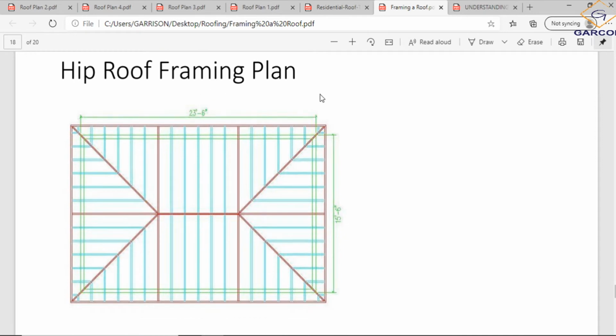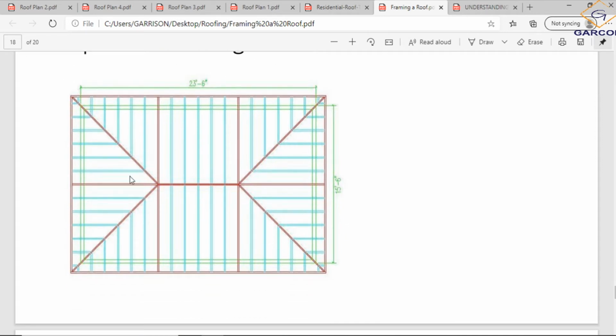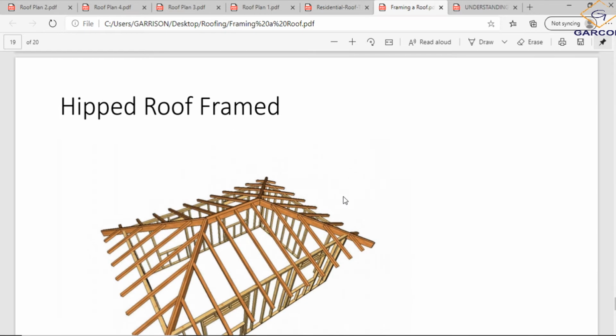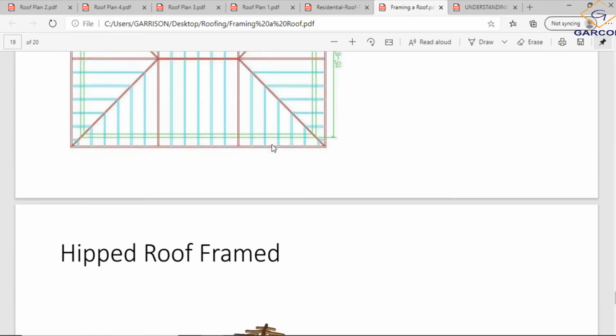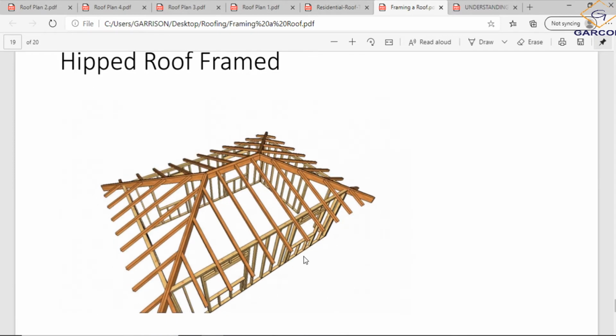Hip roof framing plan. So this is your hip roof again. Hip rafter, king common rafter, king end common rafter, hip rafter, fascia board going right around, and your common rafters. Your jack rafters, the little one here. And this same roof right here, so we look on, this is what it looks like in 3 dimensions.